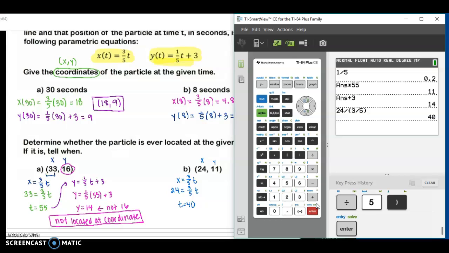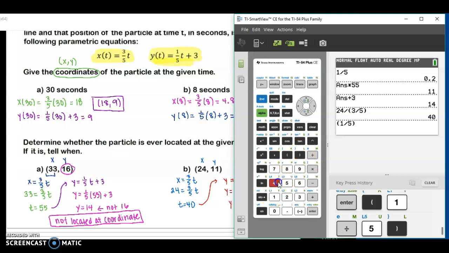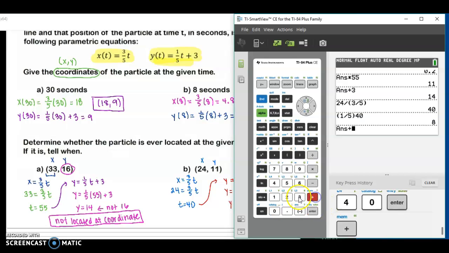Okay, so we want to check and see if t is 40, will this work in our y equation? So y is 1/5 t plus 3. We're going to plug in t as 40. So if we do 1/5 times 40, and then add 3, this gives us 11. Well, that is the y value that we have here. So that means that this coordinate does work, and it said if it does work, tell when. So the time would be 40, and this is in terms of seconds.